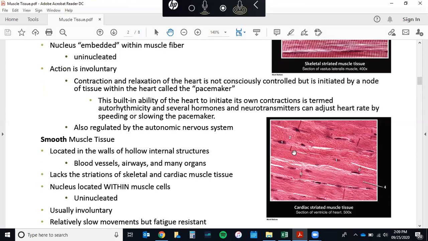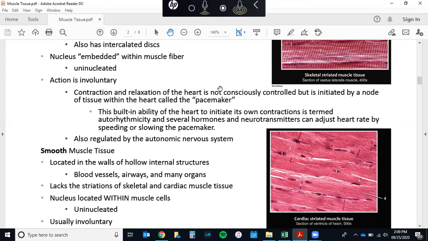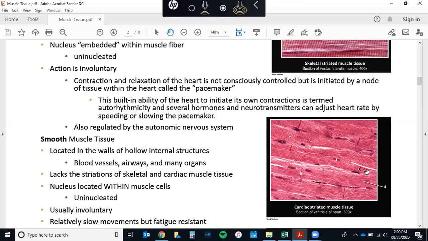One feature that you see in cardiac muscle that you do not find in the other two types of muscle is these thickened plasma membrane bands, which are called intercalated discs. We'll talk about what those are later in the semester when we talk about the heart. Other features: there's a singular nucleus, so these are uninucleated. The nucleus is not pressed up against the side, it's in the middle, embedded within the muscle fiber.